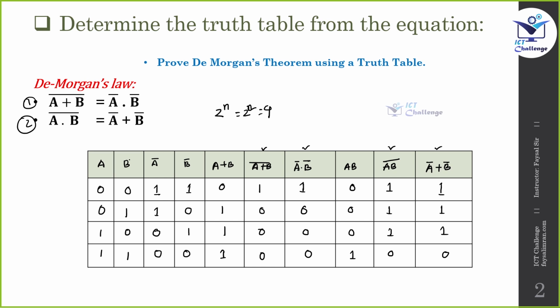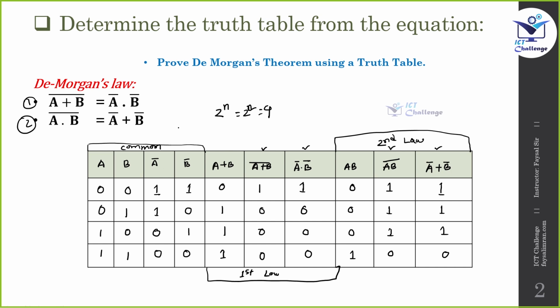Okay, so here we are using those 4 columns. This is our common column for both equations, and these 3 columns are used for the first equation, the first law, and those 3 columns are used for our second law. Okay, so this is our De Morgan's law. Here the question is: prove De Morgan's theorem using a truth table, and then the answer is like that.